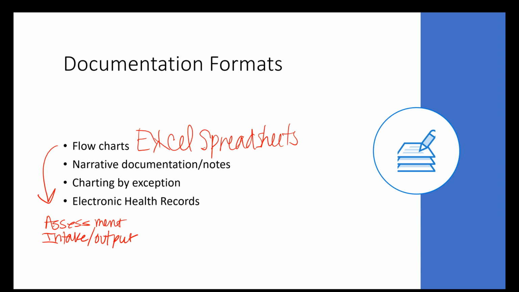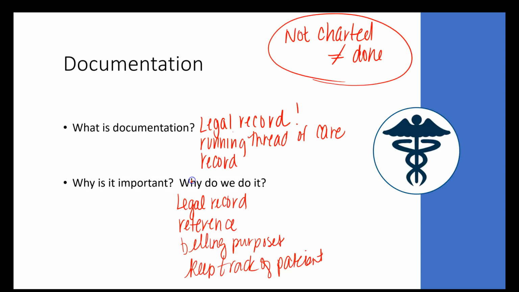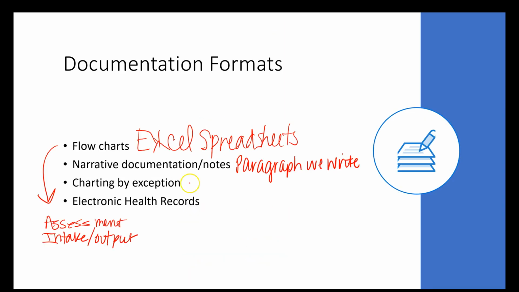We have a narrative documentation note, which we're going to talk about in a little bit. But basically it's like a paragraph that we write about the patient, and it gives us the free ability to write whatever we want. Charting by exception means that you chart only the abnormals.